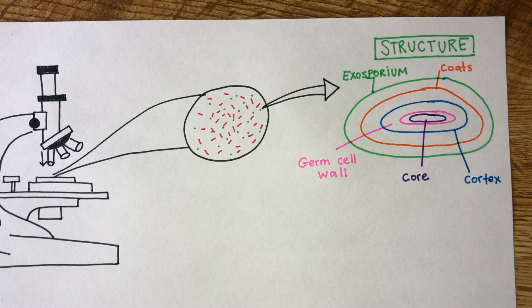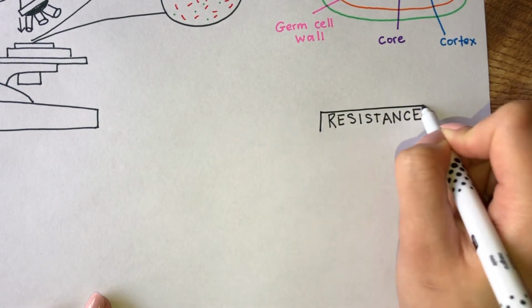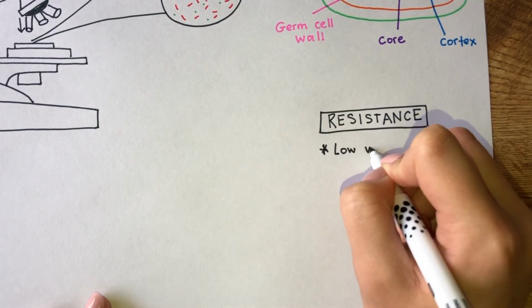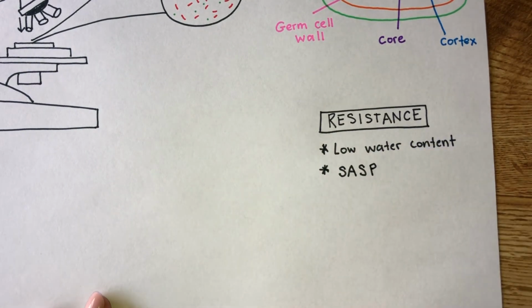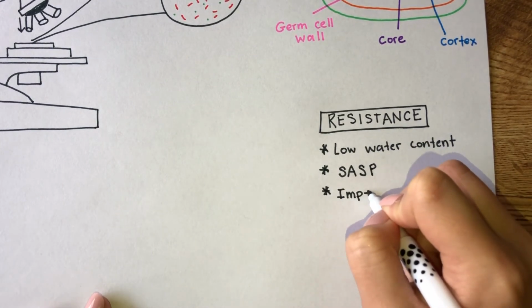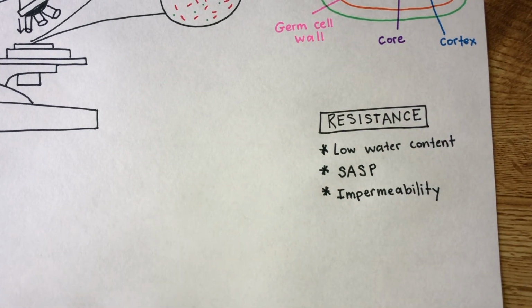Bound to the spore's DNA are unique compounds called small acid soluble proteins that aid in the spore resistance. The core has about 10 times less water content than vegetative cells, which is accountable for the spore dormancy and spore resistance. A combination of the spore's low water content, small acid soluble proteins, and impermeability of the outer membrane contributes to its resistance to heat, radiation, chemicals, and desiccation.